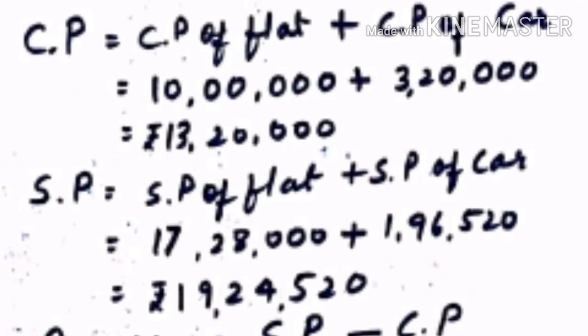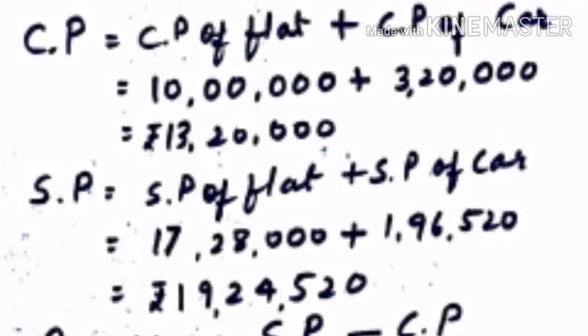Now we find our total SP. The total SP is SP of flat plus SP of car. So that is 17 lakh 28,000 plus 1 lakh 96,520. So that total we get 19 lakh 24,520 rupees. So this way you can find your total CP and total SP.